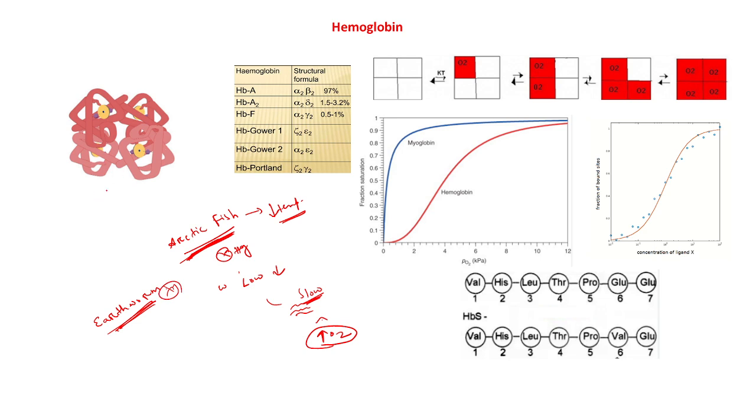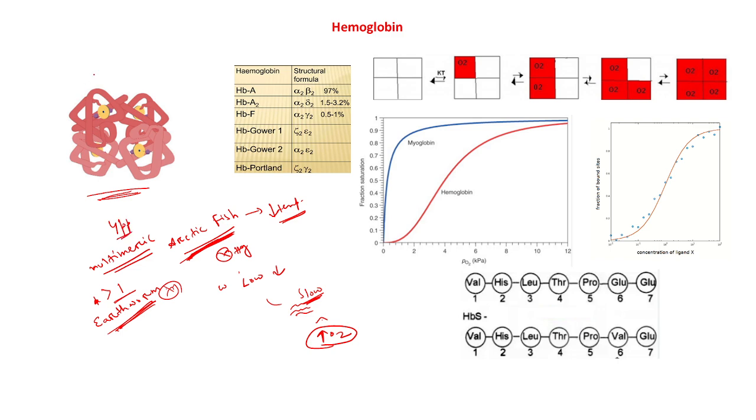This is the structure of the hemoglobin. In the previous slide we already studied that hemoglobin is called multimeric. Why is it called multimeric? That means more than one polypeptide chain is found. Here in the hemoglobin, 4 polypeptide chains are found.